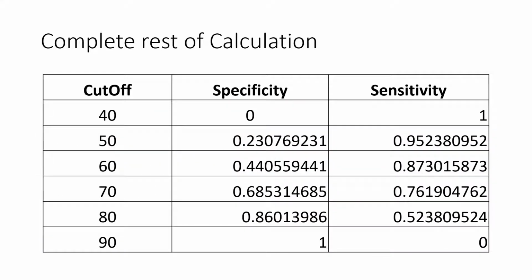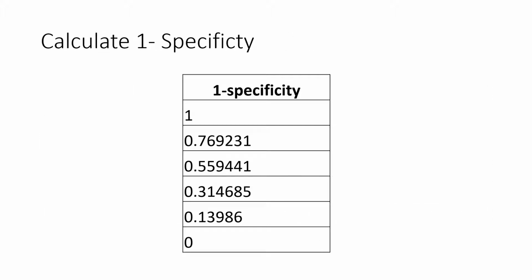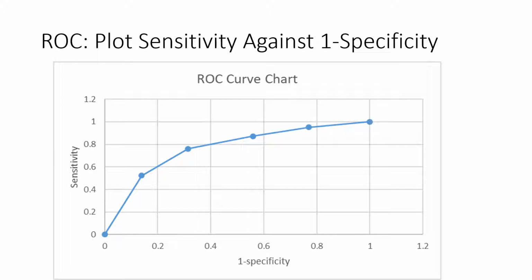Following this formula, we then complete the rest of our calculations in Excel to create this resulting table. We need to calculate 1 minus specificity because we are going to plot sensitivity against 1 minus specificity. And these are the results. This is our resulting receiver operating characteristic chart in Excel, where we have plotted the sensitivity against 1 minus specificity. This is the resulting curve.